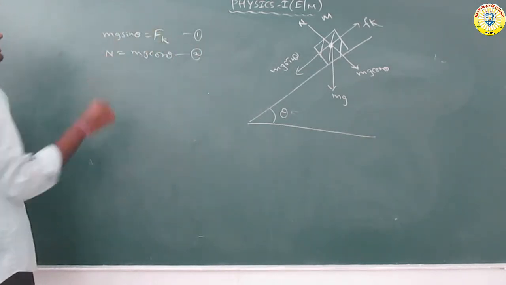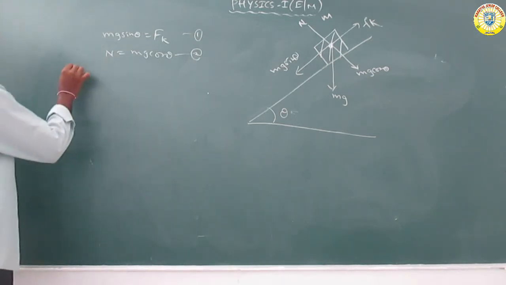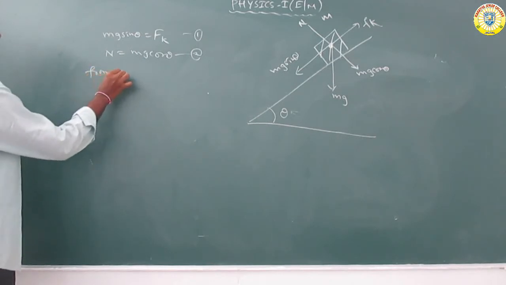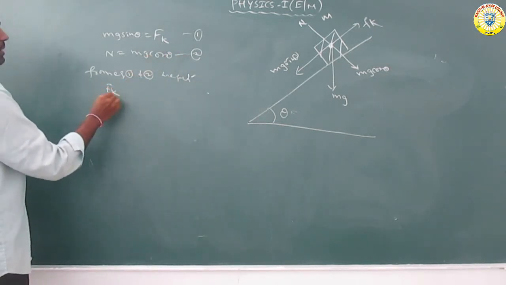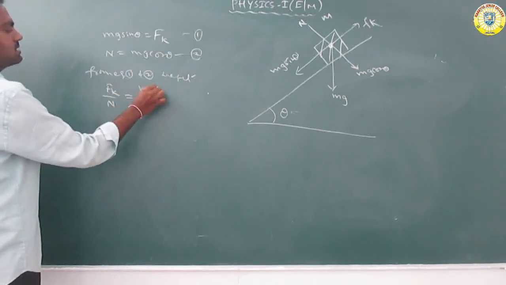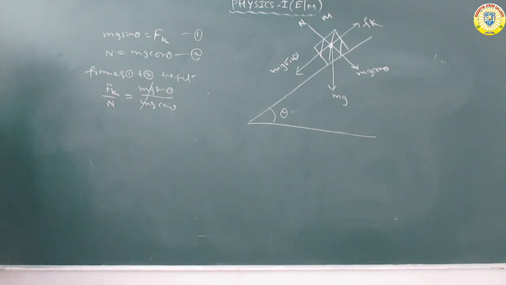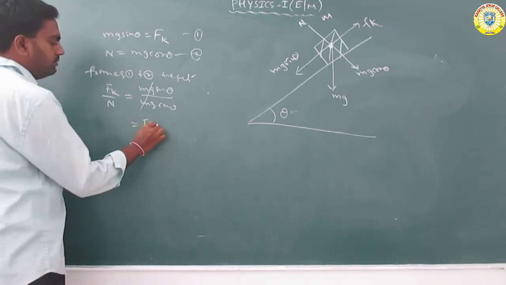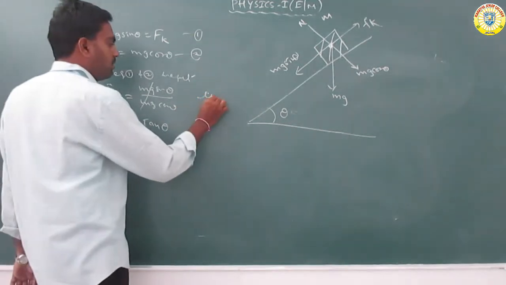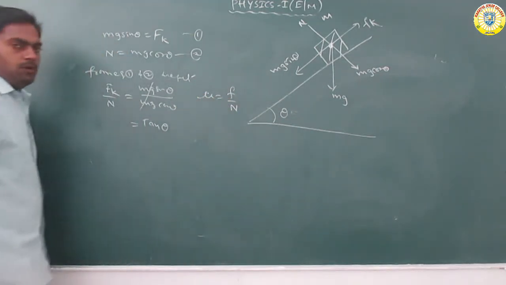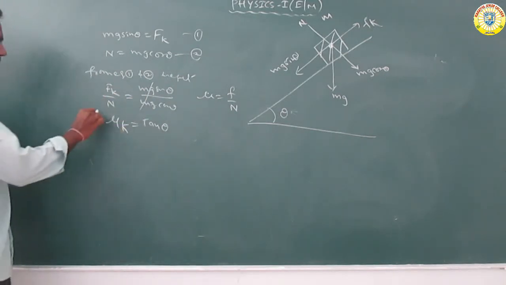Dividing equation 1 by equation 2, we get fk by N is equal to mg sin theta by mg cos theta. mg cancels, so sin theta by cos theta is tan theta. And fk by N is nothing but mu, since mu is equal to f by N. So mu k is equal to tan theta.